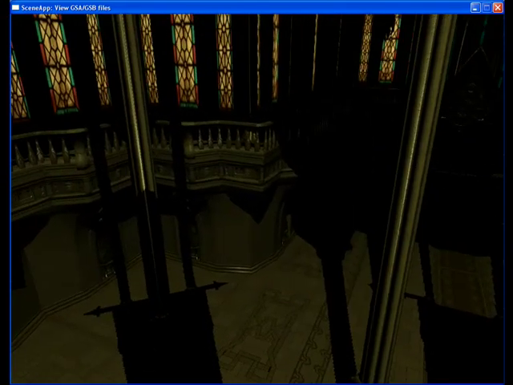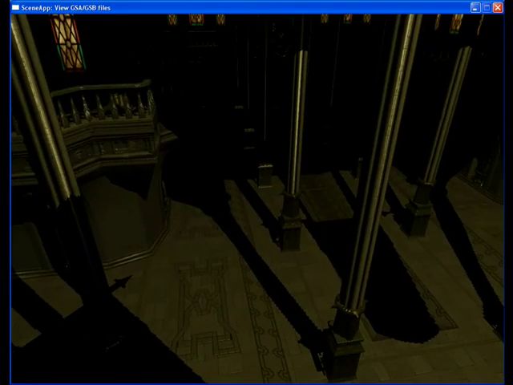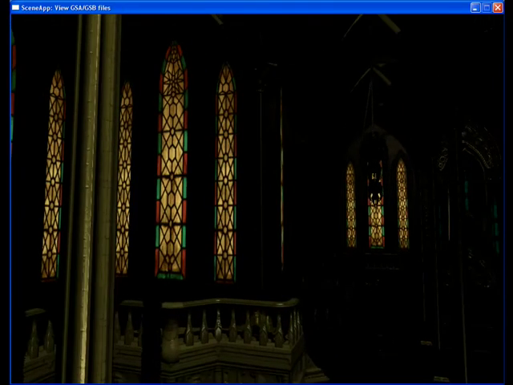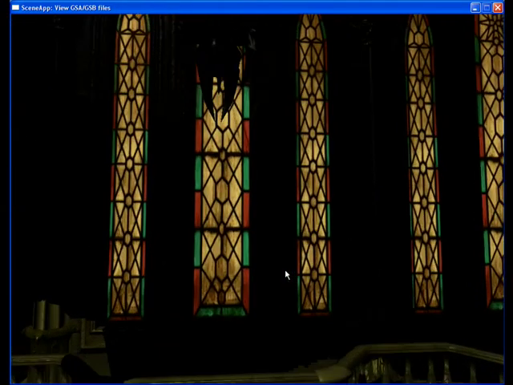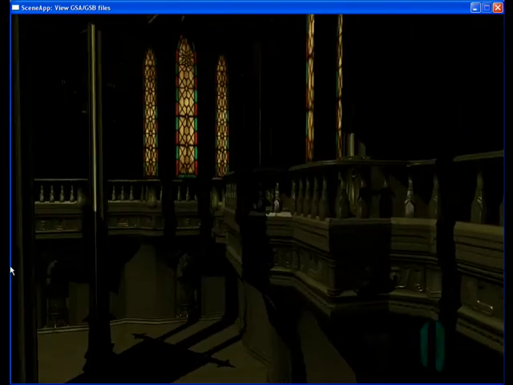And once again, anything outside of a direct line of sight to the point light is pitch black, with the exception of some specular highlights and then objects with emissive qualities, like these windows here and these blue pipes that are scattered throughout.